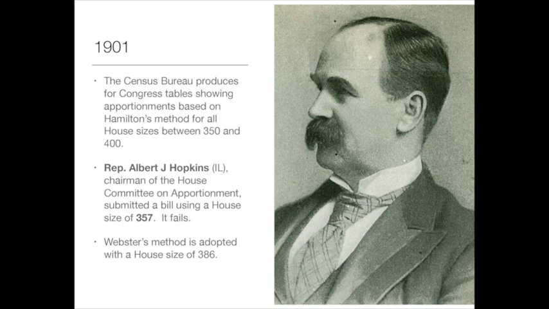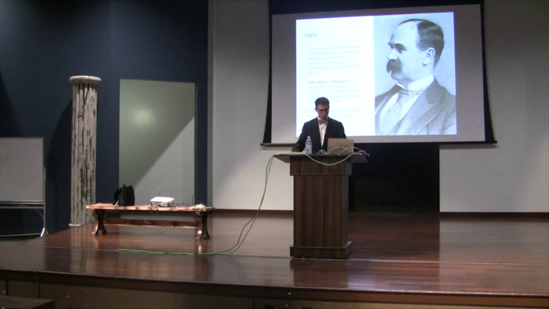The Census Bureau produces for Congress tables showing the apportionments based on Hamilton's method for all house sizes between 350 and 400. For every number between 350 and 400, Colorado gets 3 seats. For the number 357, they get 2. It's the one number. If that's the house size, they lose a seat. For every other number, they get 3.